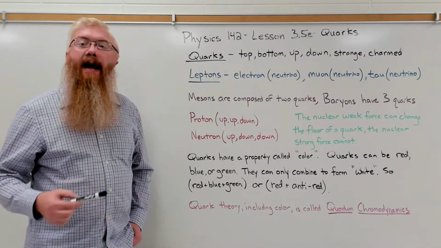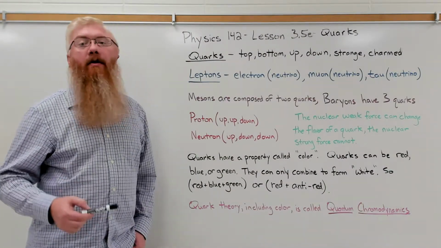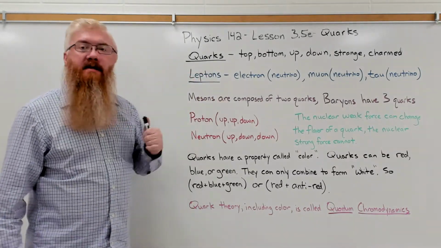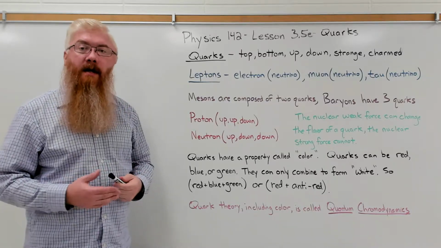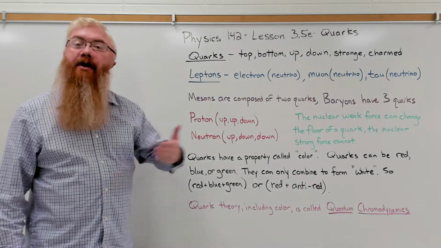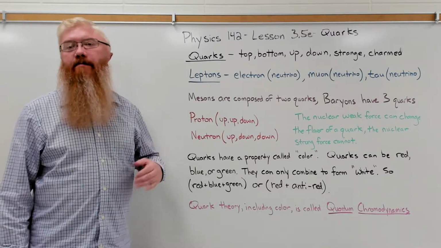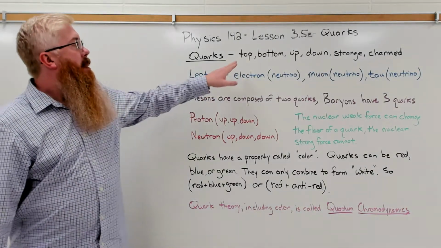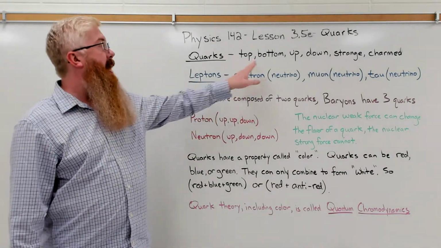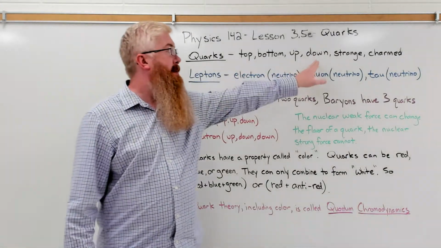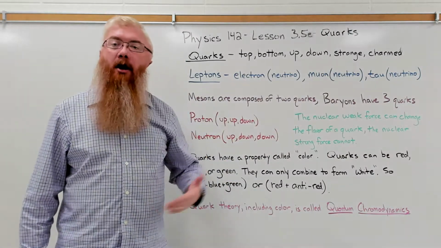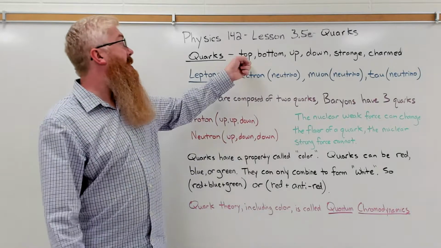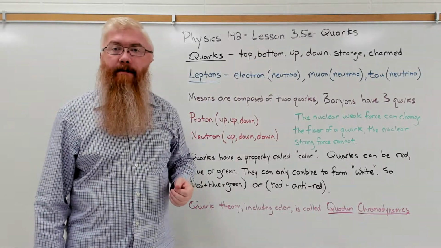So when we look at the most fundamental particles in the universe, we see that there are 6 particles called quarks that make up much of the matter: protons, neutrons, baryons, hadrons, those types of particles. The 6 types of quarks are the top and bottom, up, down, strange, and charmed quarks. And each of these quarks has an anti-quark, the anti-top, the anti-bottom, and so on.